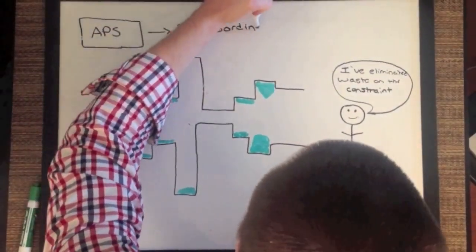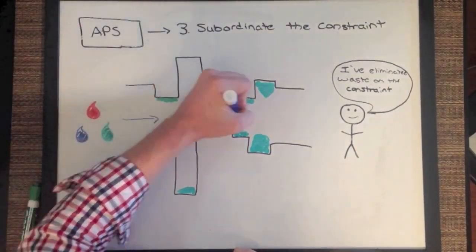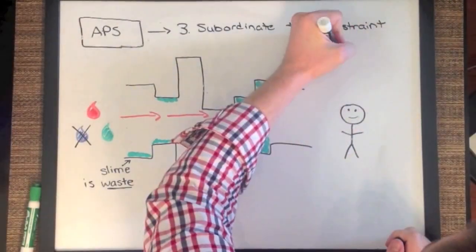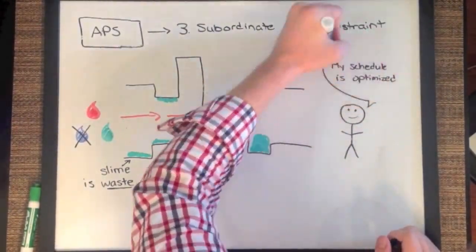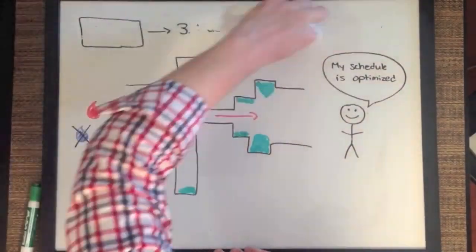After removing the slime from the constraint, you use Advanced Planning and Scheduling to subordinate the constraint. In the pipe example, this means using the entire diameter of the thinnest section of the pipe as much as possible. Therefore, when you have to switch from pumping blue water to pumping red water, Advanced Planning and Scheduling will optimize the schedule and communicate all the steps using its visual collaboration tool to ensure the color change goes smoothly.